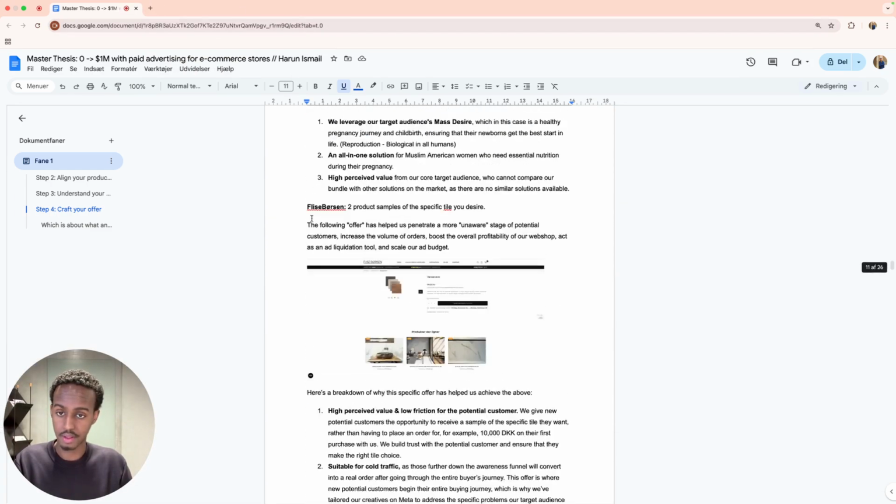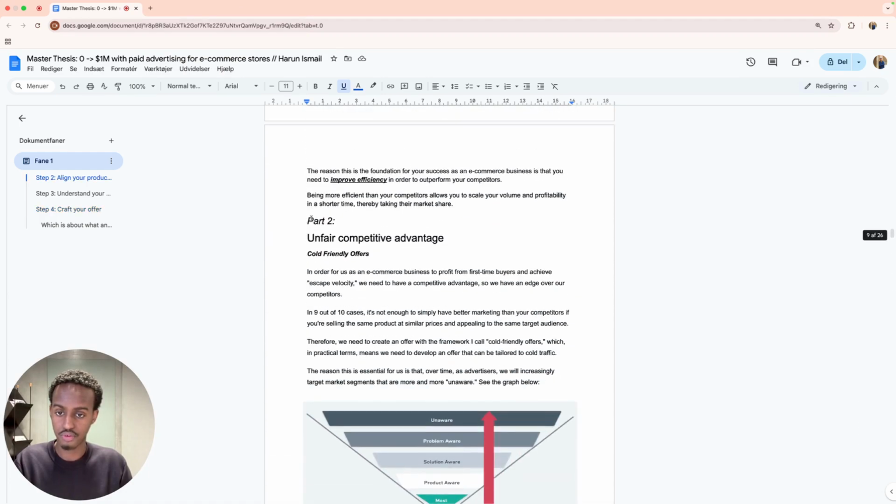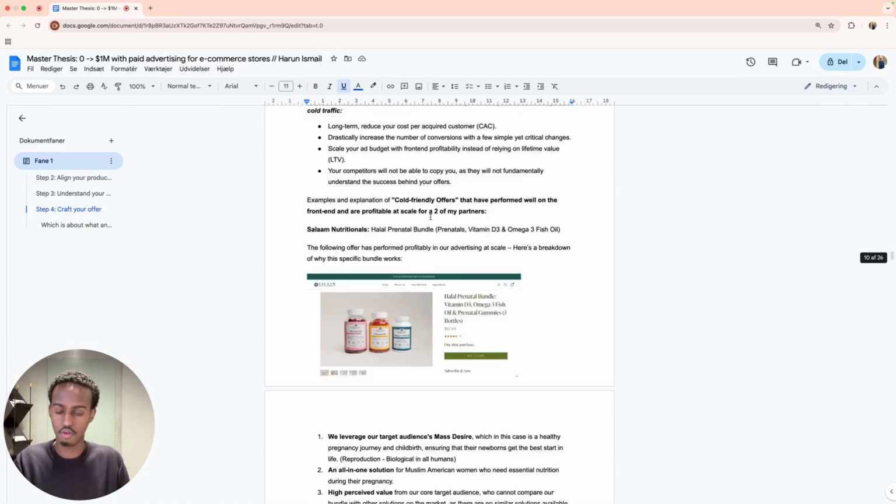Now, that was actually part number 2, which is all about crafting the cold-friendly offer that we can use to penetrate up the levels of awareness.